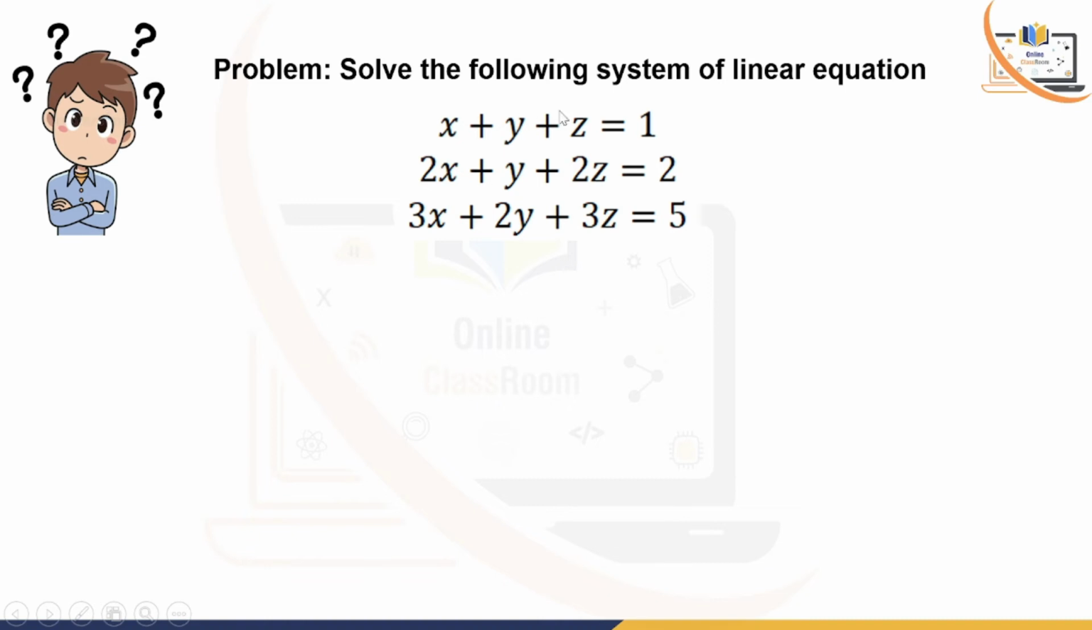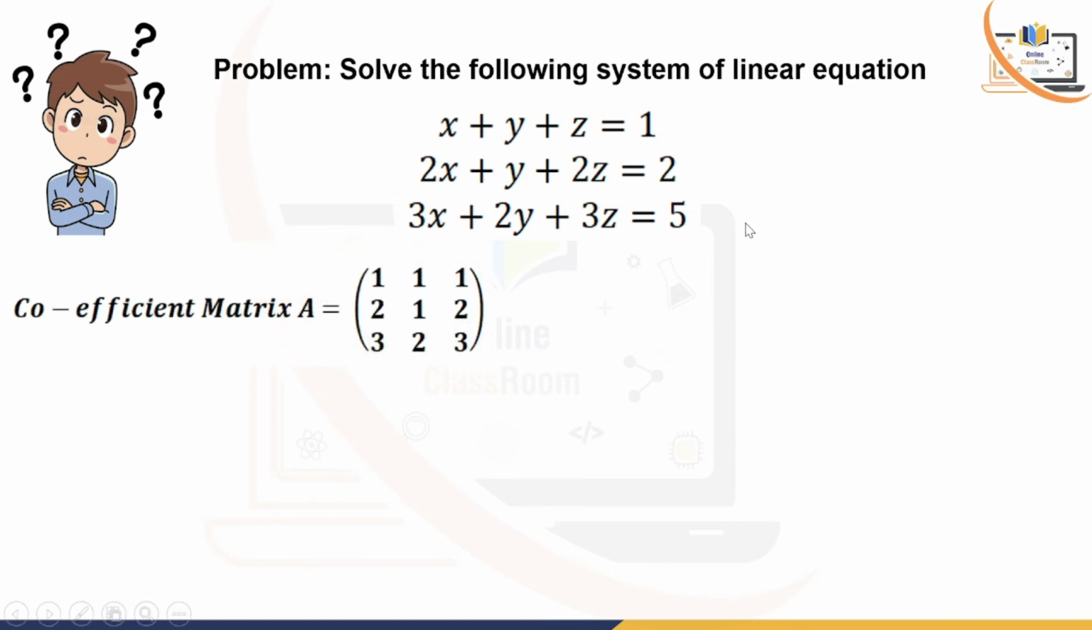Look, this is a system of linear equations. Three equations are given: x plus y plus z equal to 1, 2x plus y plus 3z equal to 2, 3x plus 2y plus 3z equal to 5. Whenever we try to judge the character of the solution, first we need to construct the coefficient matrix. If I consider it as A, it is nothing but 1 1 1. Look, first equation 1 1 1, then 2 1 3, third equation 3 2 3. So this is the coefficient matrix of this system.